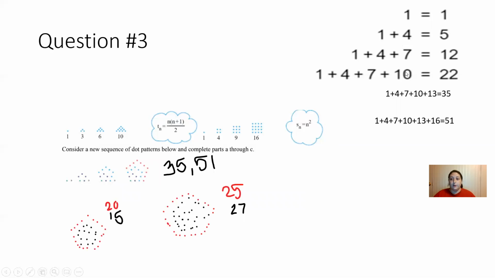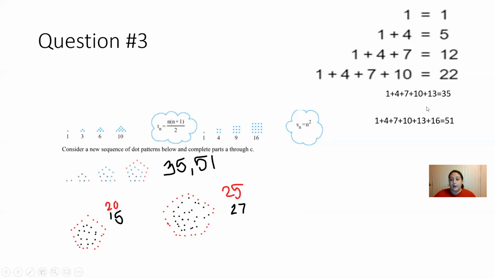So what we did here, from the 22, we have 1 plus 4 plus 7 plus 10 equals 22 dots total. So what we're going to do, 10 plus 3 equals 13. So we're going to do 1 plus 4 plus 7 plus 10 plus 13, and we're going to get 35 dots. I could not make the perfect pentagon. I tried, but there's 35 dots here, and so that would be what would come next in the pattern.